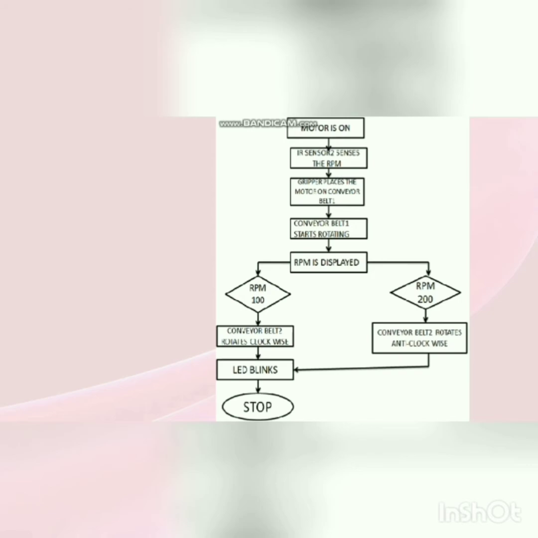The conveyor belt starts rotating and the RPM is displayed, and if the RPM is 100, then the conveyor belt rotates clockwise. If the RPM is 200, then the conveyor belt rotates anti-clockwise, and finally the LED blinks, and that indicates completion of the process.